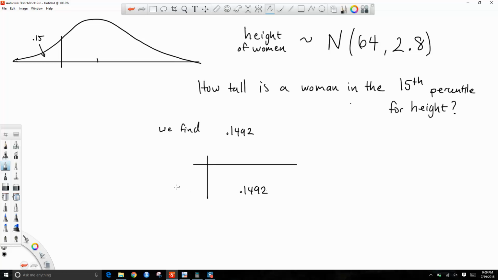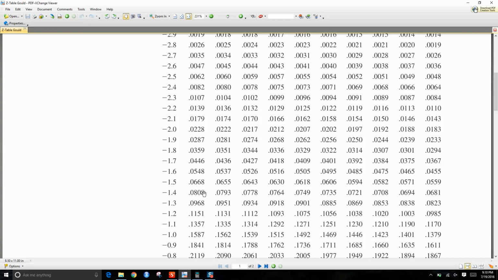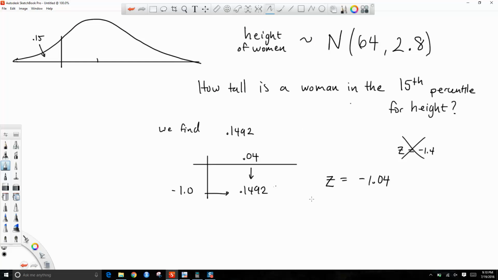0.1492 is in the row negative 1.0 and the column 0.04. Okay, so when you bring these together, you have to be careful. The corresponding z here is going to be negative 1.04, and I think a lot of you guys wrote down z is equal to negative 1.4. Okay, this is not correct, because if we looked up z equal to negative 1.4, that's this number, 0.0808. Okay, we want negative 1.04, which gives me 0.1492. Okay, so just be careful there.